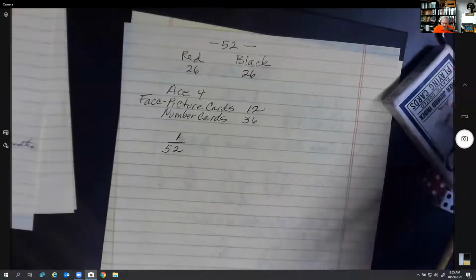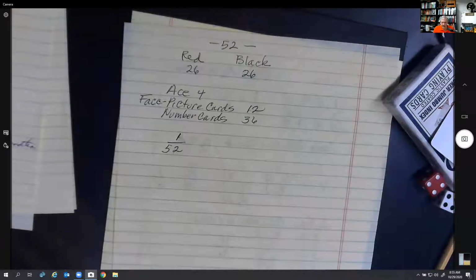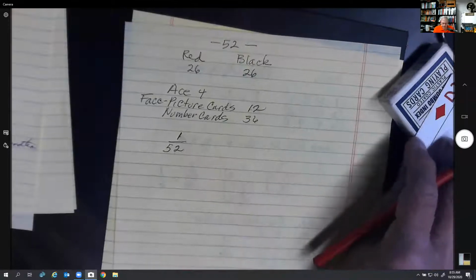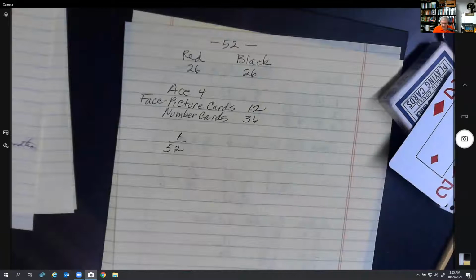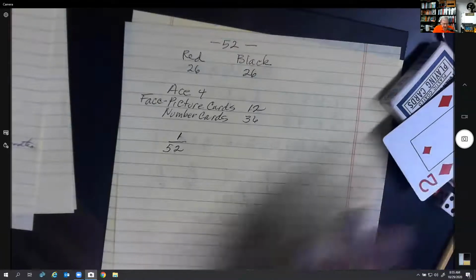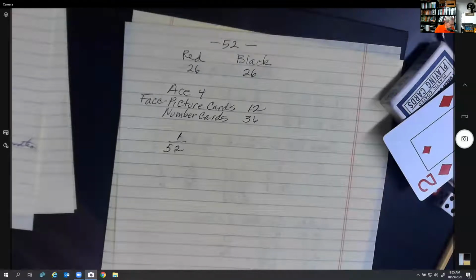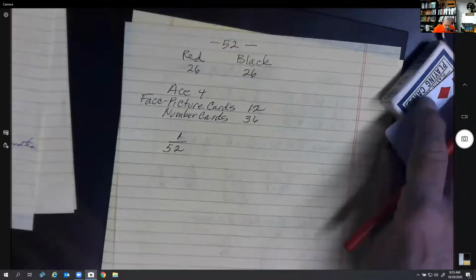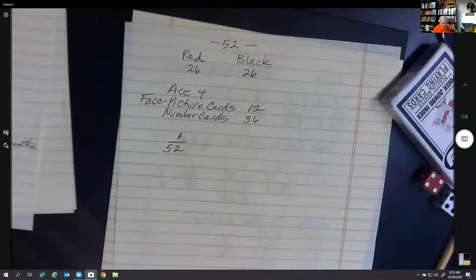Okay, but let's say I keep that card and I don't put it back in the deck. What's the chance if I draw again? I drew one card out of the deck and I don't replace it. What's the chance of that it would be? I just drew one card out of the deck. 1 out of 52. Okay, let's just leave it like that.